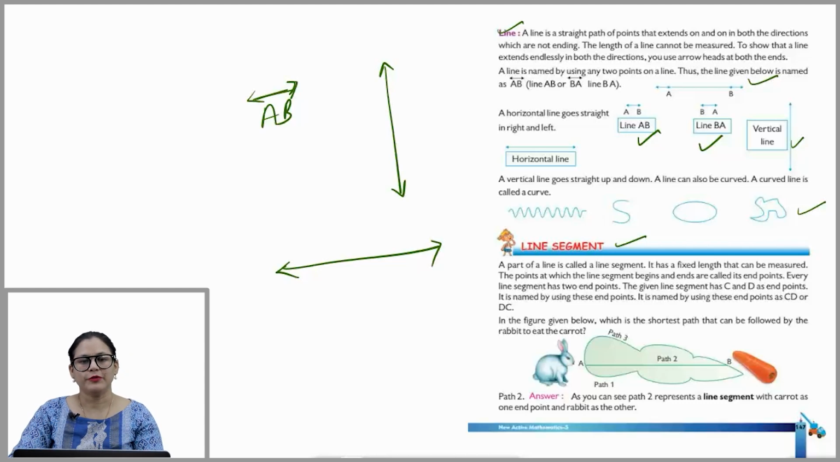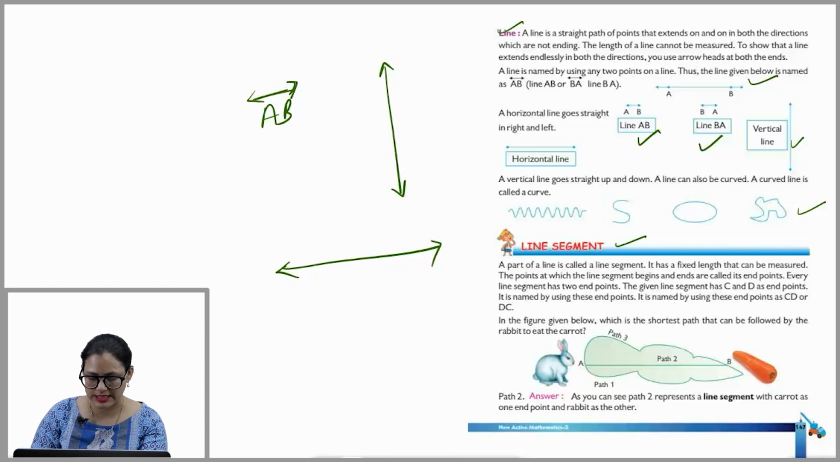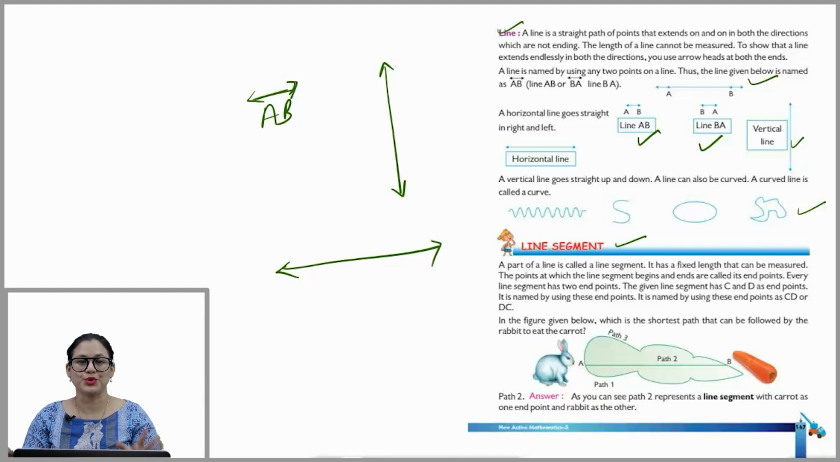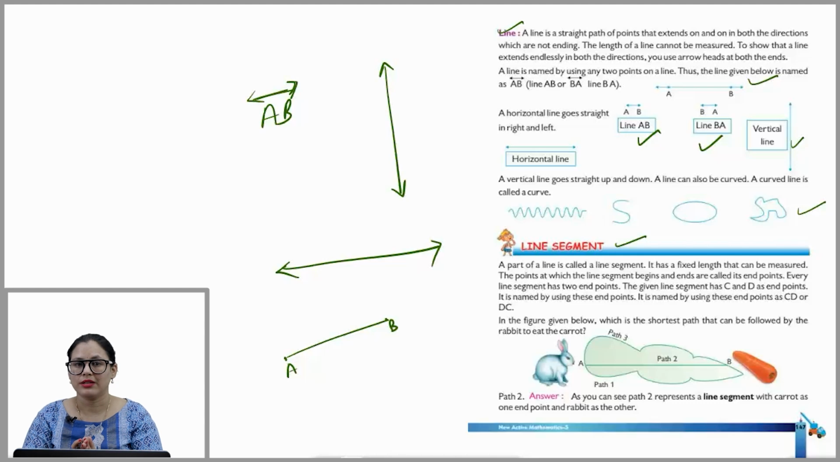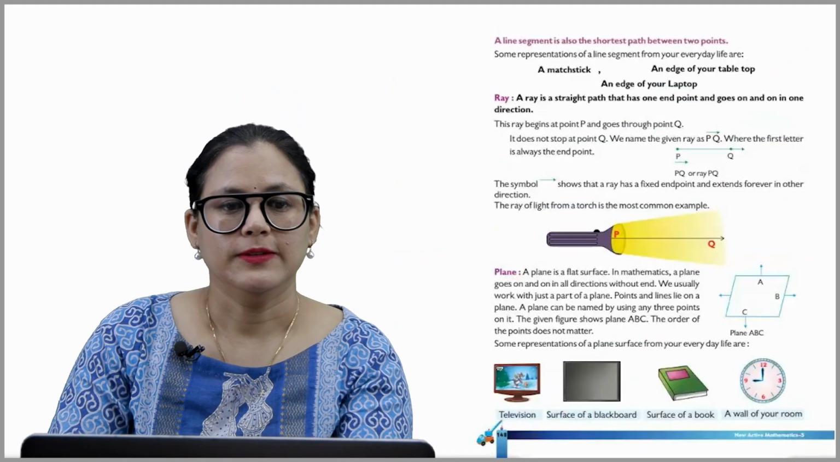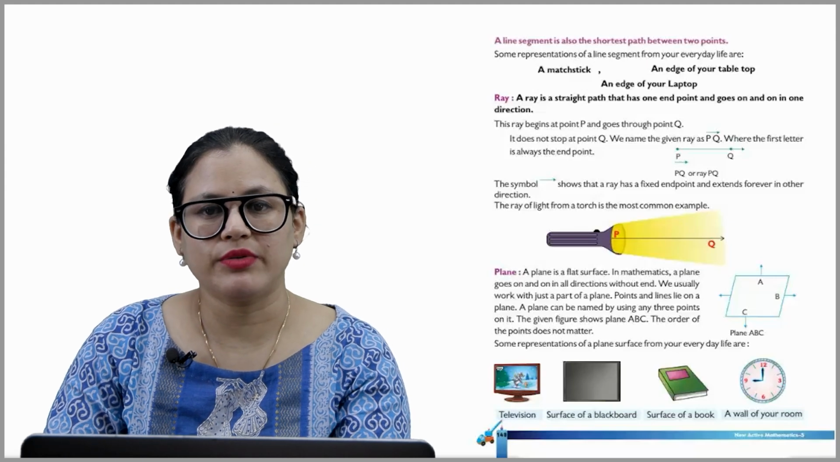In the figure given below, which is the shortest path that can be followed by the rabbit to eat the carrot? Obviously, A to B, that is path 2. Path 2 represents a line segment with the carrot as one endpoint and the rabbit as the other. A line segment always has an initial point and an end point. It cannot be extended in either direction. A line segment is also the shortest path between 2 points.